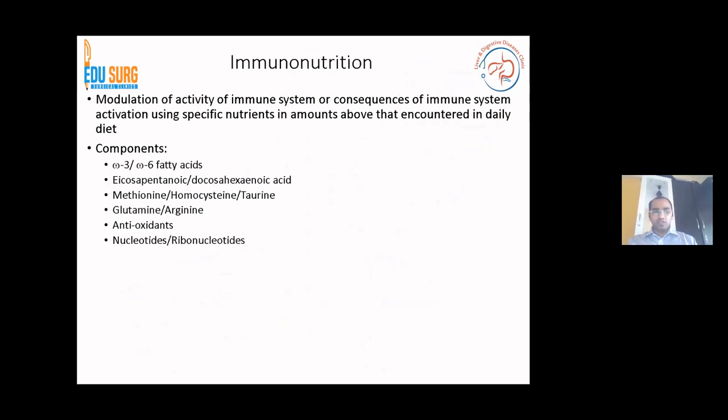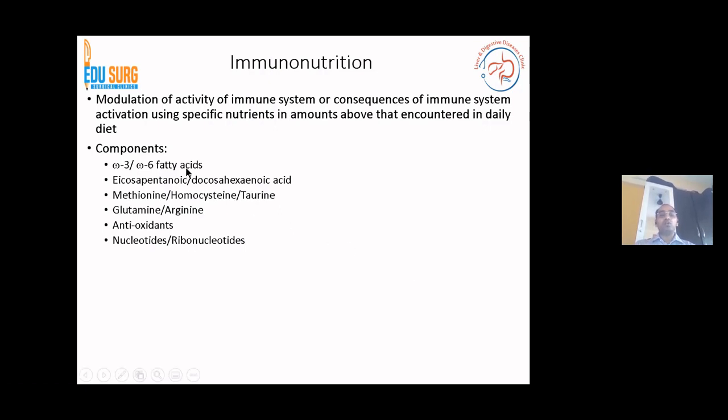So, what is immunonutrition? It's an upcoming topic, and it is frequently asked in exams. In fact, the patients might also ask you about immunonutrition. With immunonutrition, you try to modulate the immune activity and the consequences of immune system activation using specific nutrients in amounts above that encountered in the diet. You have a certain RDA, recommended dietary allowance. Some diets will have some of these components in small amounts, but the whole idea of immunonutrition is to supplement it with more and more of these nutrients so as to modulate the immune system, reduce the post-operative inflammatory response, and have better outcomes.